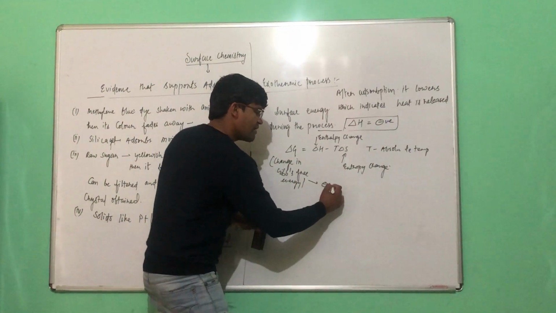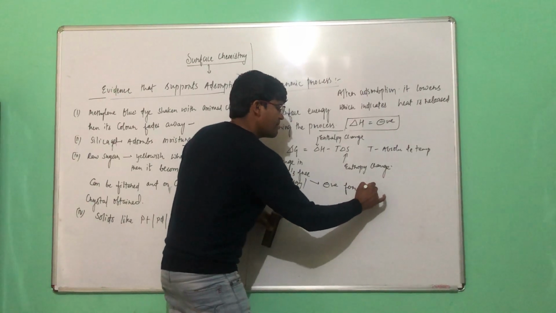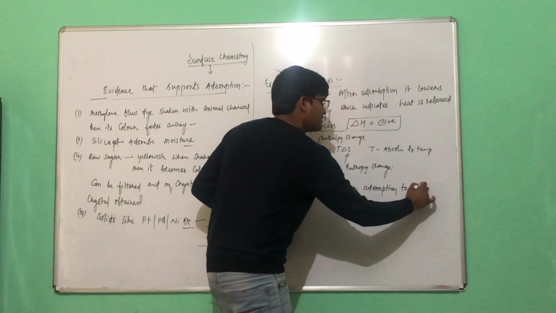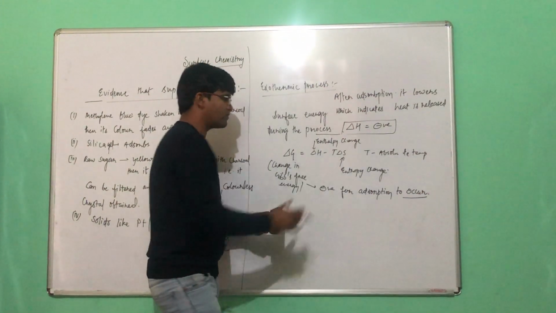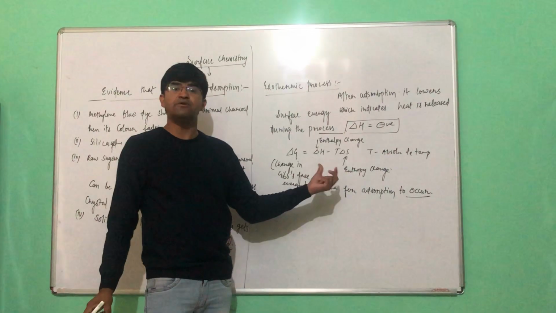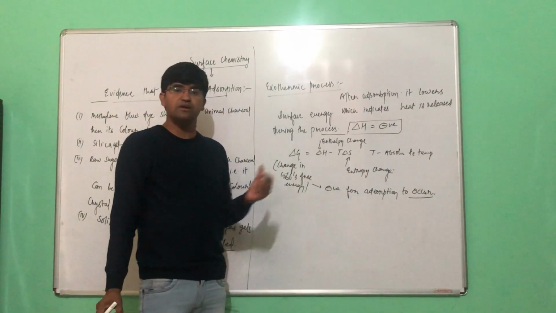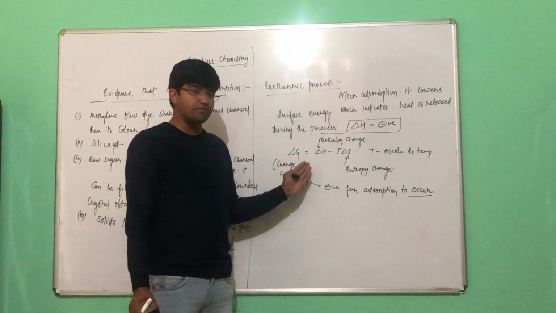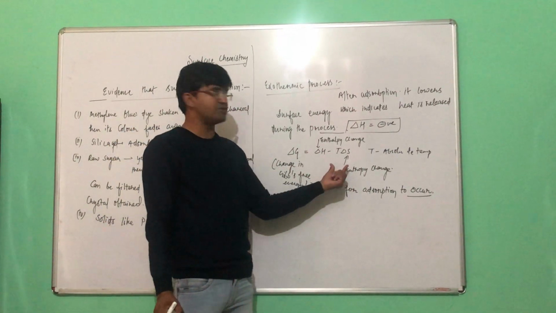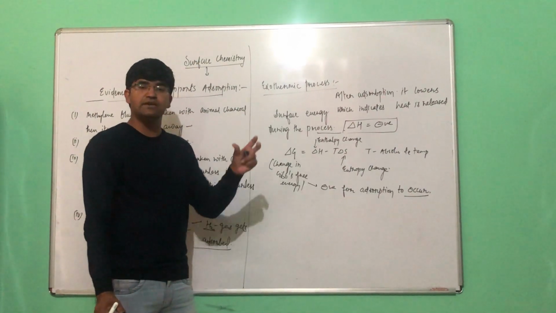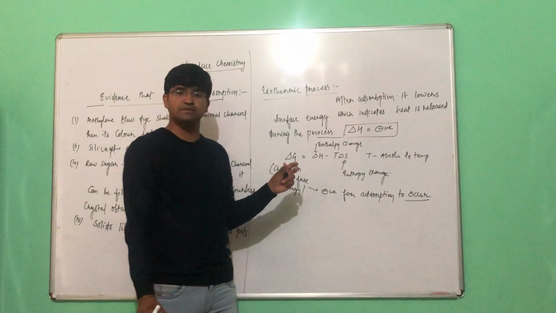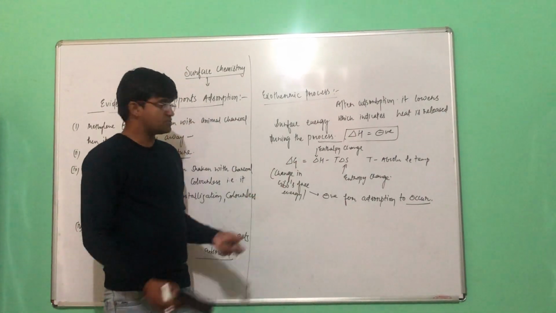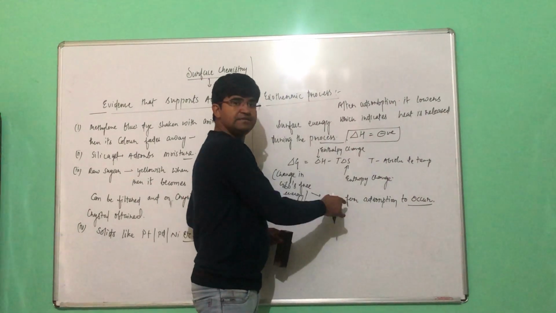It should be negative for adsorption to occur. So now what can we say about the entropy change? Entropy is the measure of the degree of disorderliness or randomness of the system. When any substance gets adsorbed on the surface, the final disorderliness or randomness has decreased, and the initial randomness was more.